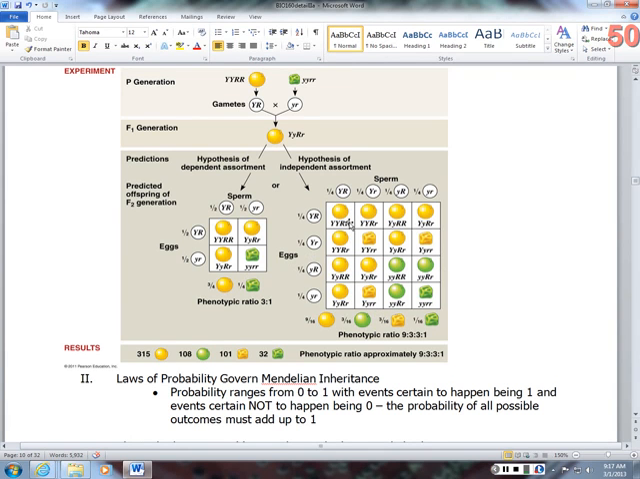But the whole reason you create one of these boxes is so you look and you go, okay, how many are yellow and smooth? How many are green and smooth? How many are yellow and wrinkly? How many are green and wrinkly? Yeah, so then you come up with a ratio in there. And that's the whole purpose of doing the box. So if you wanted to say, well, okay, I've got these 2 plants and I want to breed this, how many am I going to get that are like this? You can predict with the ratio in there.